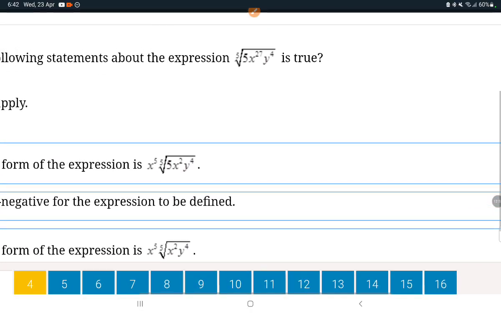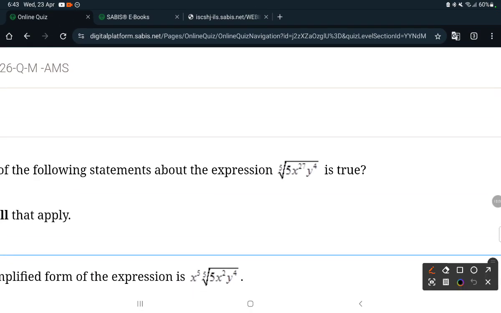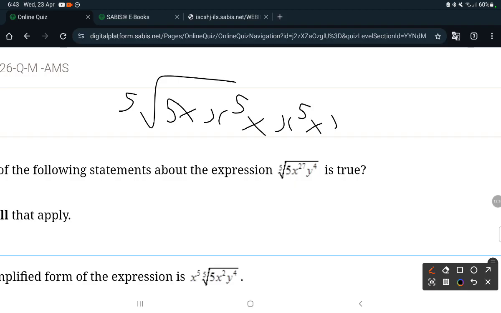Okay. Now, for this one, first of all, let's see what we could simplify. Let's start to prime factorize. 5 is already a prime number, so we just leave it. Then, as I said, we have to put them in powers of 5. So x to the power of 27 is x to the power of 5 multiplied by x to the power of 5 multiplied by x to the power of 5, and so on.